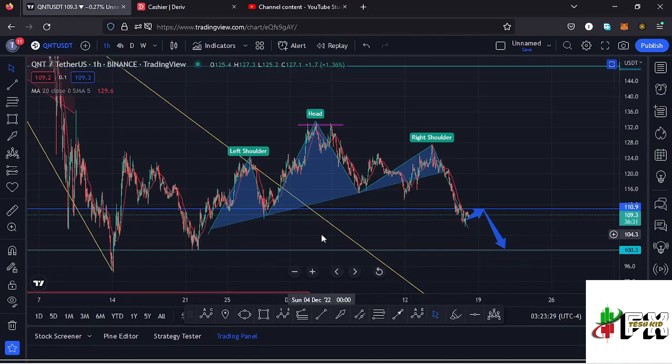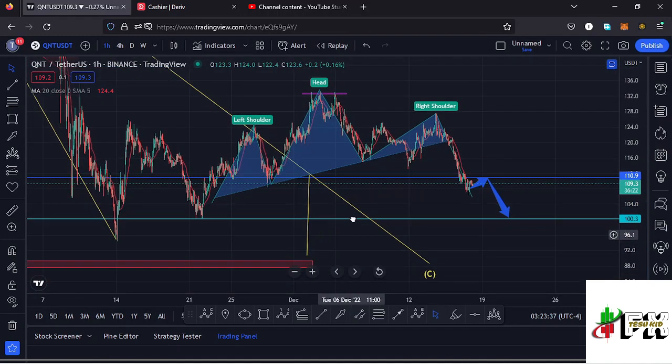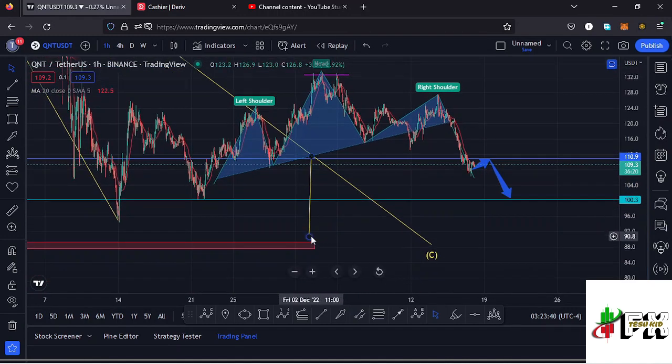And the minimum target area is given by the height between the head and the neckline, so I can get that height and then place it below the neckline, and that gives me a minimum target area back to around the $90.8 mark.